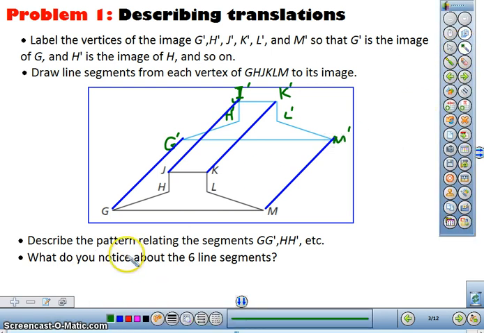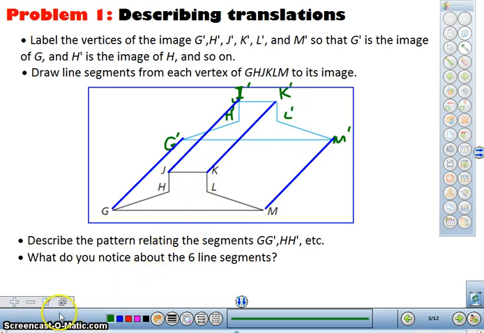So as I look at these, it says describe the pattern relating the length of this line G to G prime, J to J prime, K to K prime. What do we notice about their length? So what I want you to do is pause the video. You need to take a ruler or a measurement stick or even a piece of paper and measure the length from G to G prime, and then compare that to the distance from J to J prime, K to K prime, L to L prime, and see if you notice a pattern about these segments that connect between the two figures.